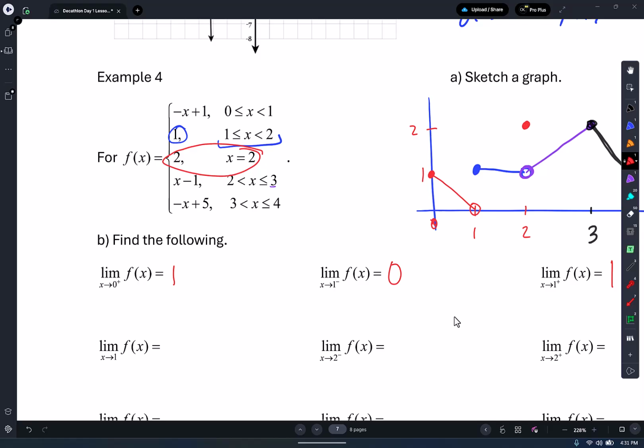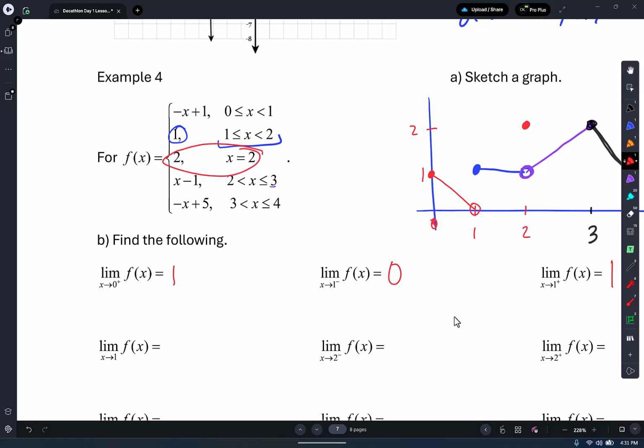Do they match? No. Because they don't match, you're going to say what? Remember? No, what did Lindsay Lohan say? Did you ever watch Mean Girls? No. Oh, tell her what Lindsay Lohan says. The limit does not exist. The limit does not exist.